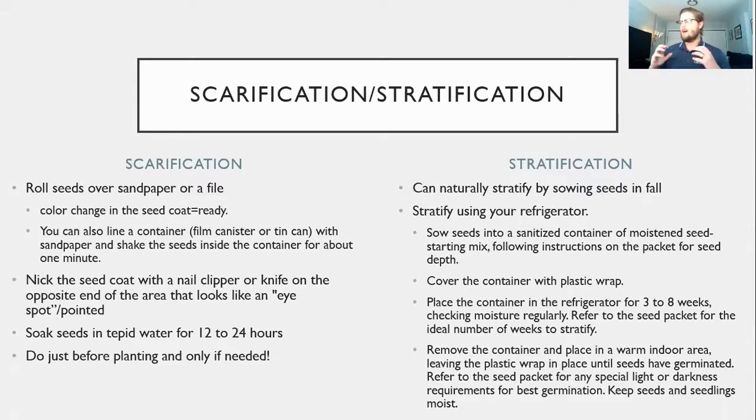Stratification is a process by which that process of germination is kickstarted, or encouraged, by a period of cold and damp. So you can naturally stratify by sowing seeds in the fall. These seeds need some period of cold and wet and dark in order to properly get started. You can do this naturally, but of course then you lack a lot of control if you just throw them out in a bed and hope for the best.